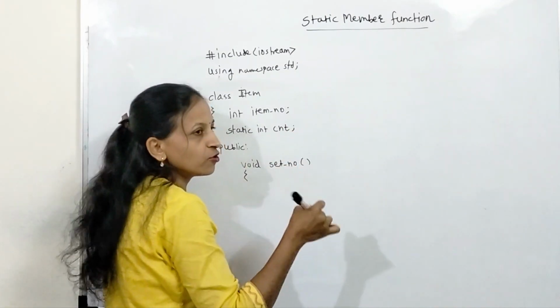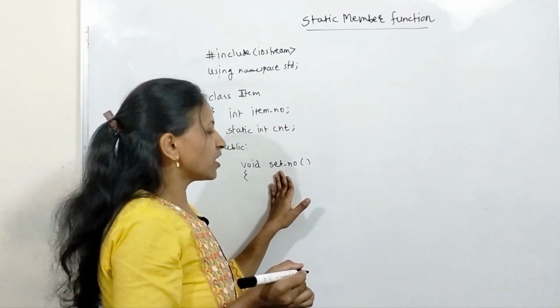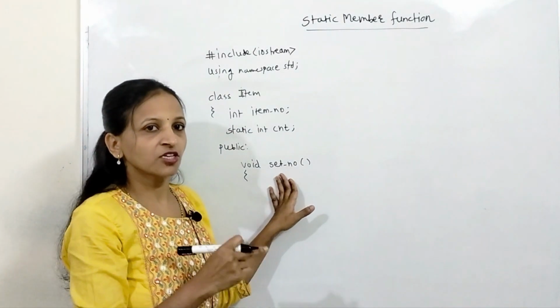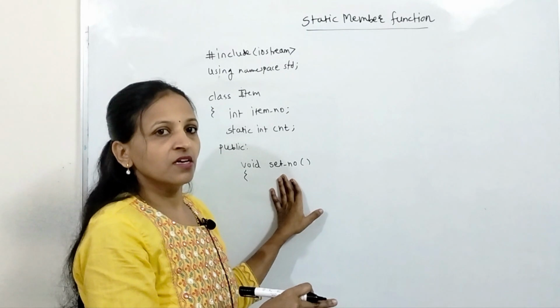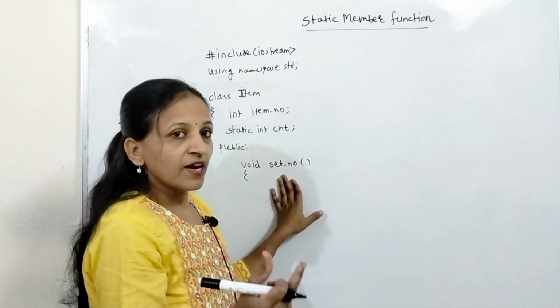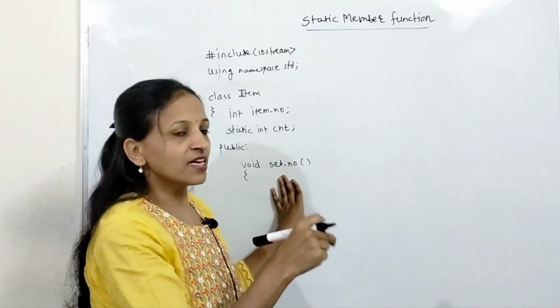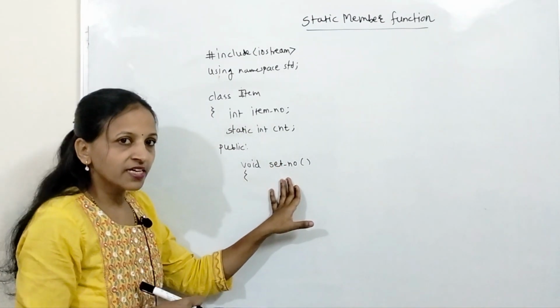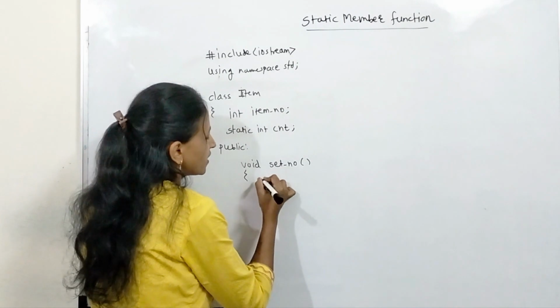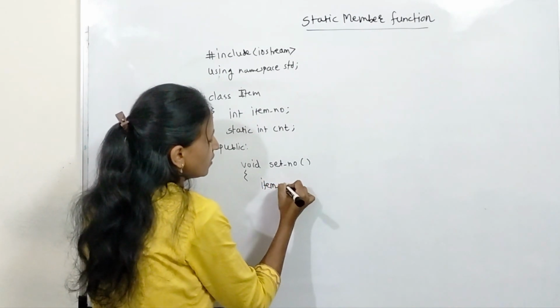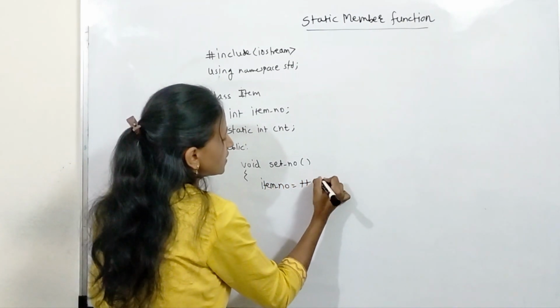See, whatever value of incremented count, because here we are calling this set number member function using any object dot. Whenever we call this set number, that object is present. That's why whenever we call this set number, that object's item number we have to set. Here I am writing like this: item number equal to plus plus cnt.